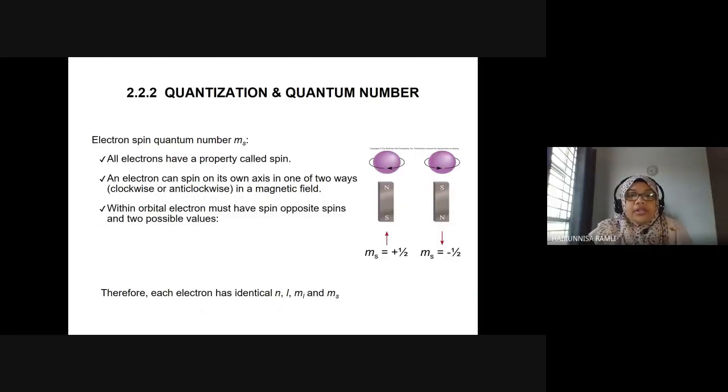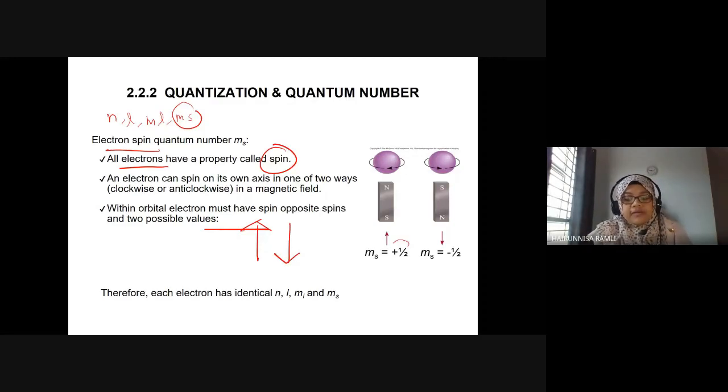Okay, so the last one is MS. N, L, ML, MS. MS is the electron spin. All electrons have a property we call spin. Basically, spin is clockwise or anti-clockwise. We have spin up and spin down. Spin up is MS positive half. Spin down is MS negative half.